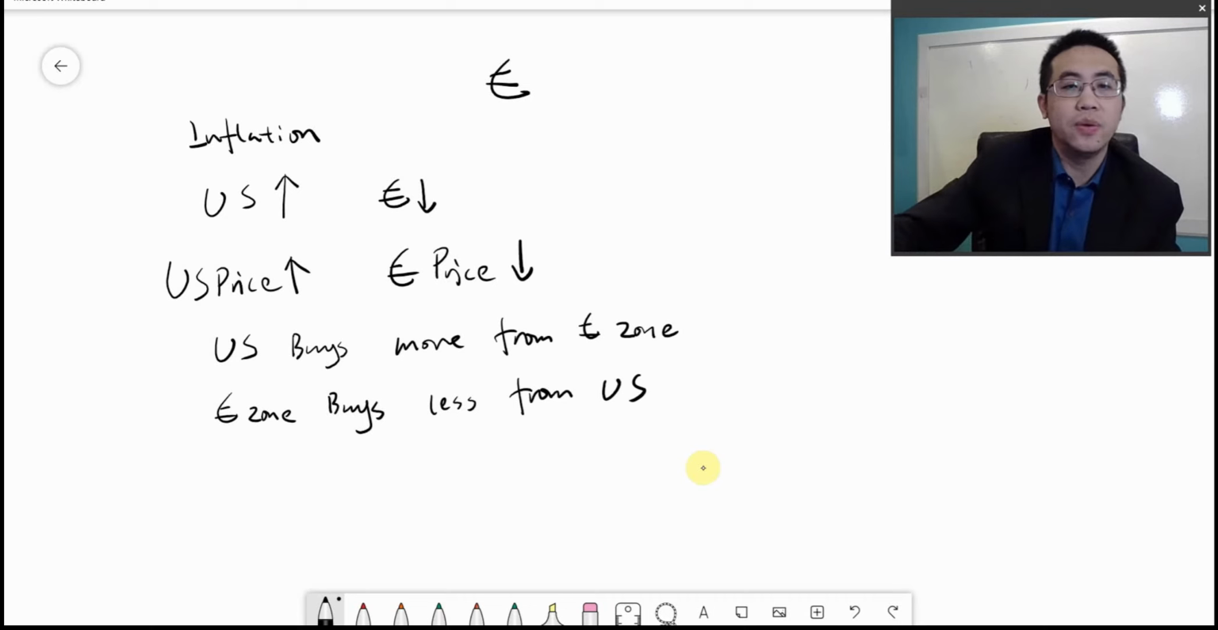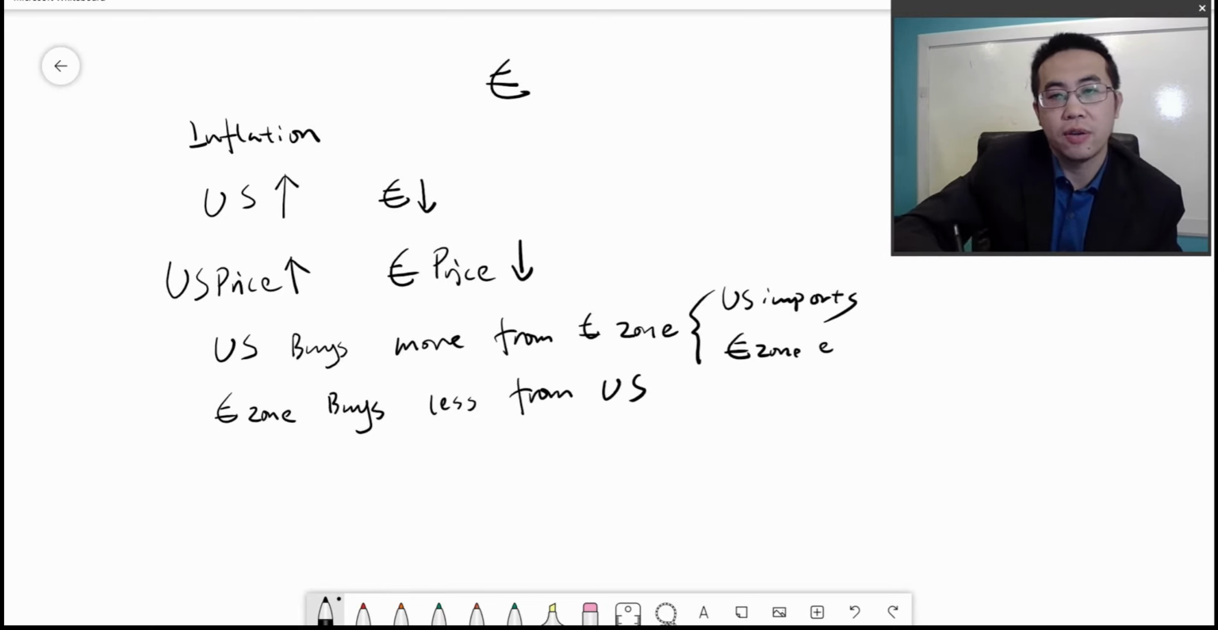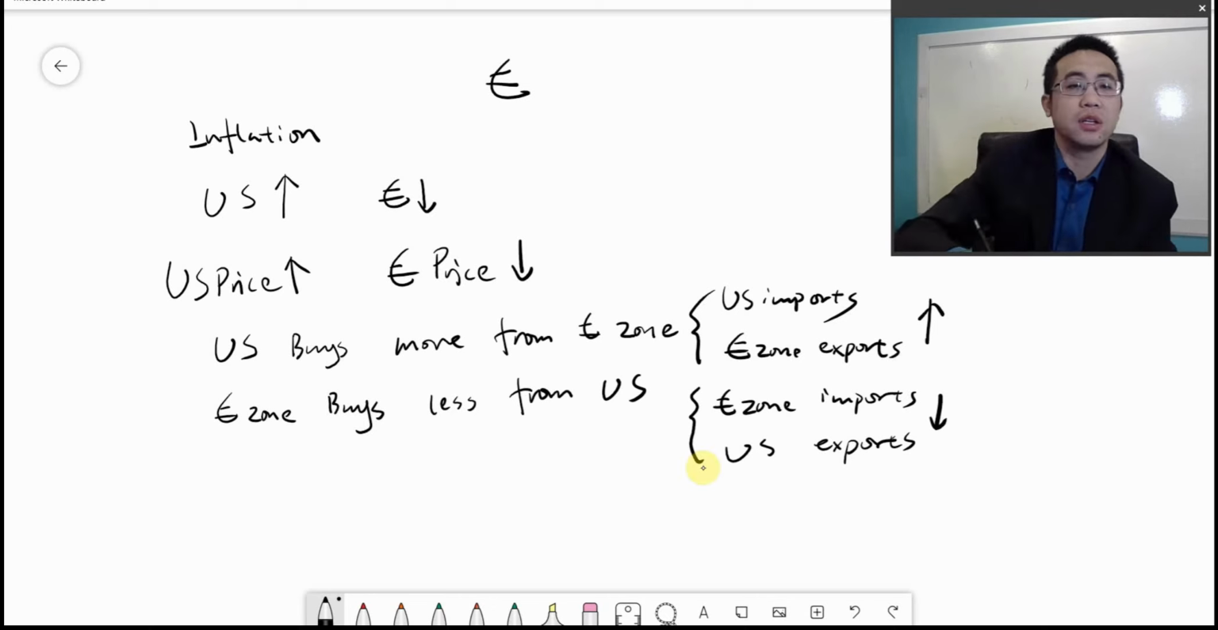Okay, so when the US buys from the eurozone, that basically is US import and eurozone export. We're talking about the same thing, and this increases. And when the Germans and Italians buy from the US, that's a eurozone import and US exports, and that decreases.